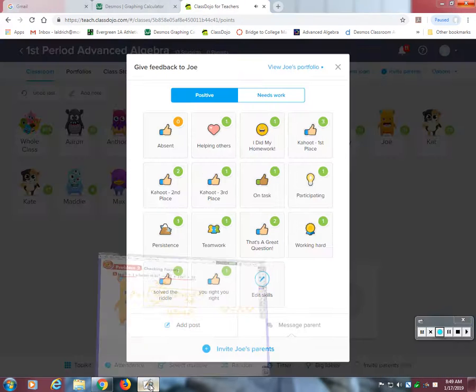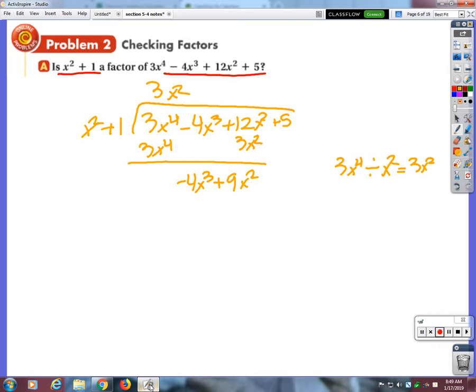Okay, what do I do from there, Joe? I did that already. That's how I got this right here. I went 3x to the fourth minus 3x to the fourth, canceled. 12x squared minus 3x squared, 9x squared. So what I'm going to do now is I'm going to divide the first term here by the first term there. So I'm going to go negative 4x cubed divided by x squared. What do you get from that? Negative 4x.